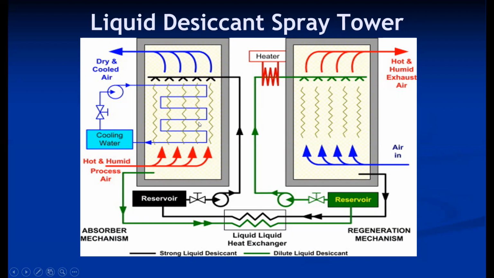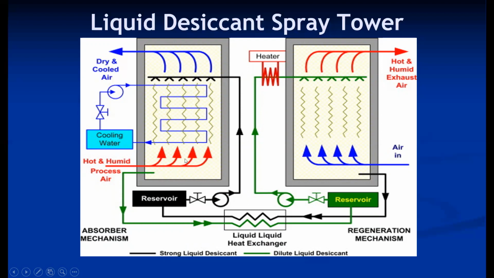This air gets cooled, and simultaneously the liquid desiccant is sprayed over this particular coil. As the hot and humid air comes in contact with this coil, it gets cooled, and when it comes in contact with this liquid desiccant, it gets dehumidified as well. So the process of cooling and dehumidification happens simultaneously. The dry and cooled air is produced, which is used for any comfort application as well as any process application. Then this liquid desiccant has already absorbed the moisture.